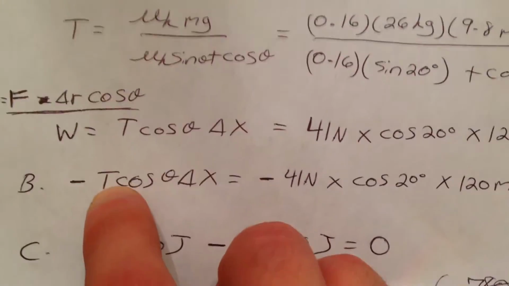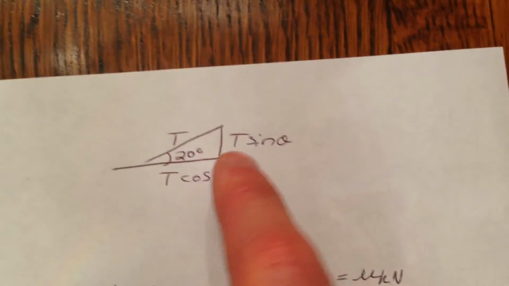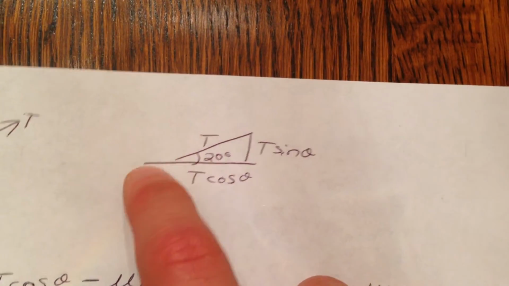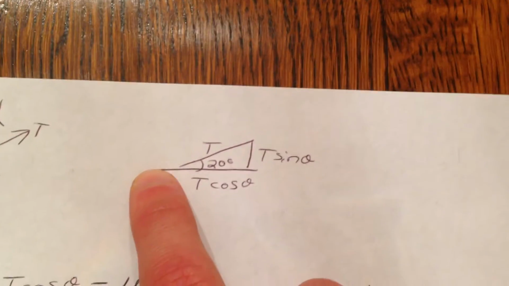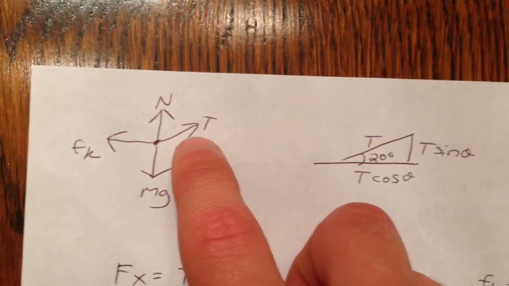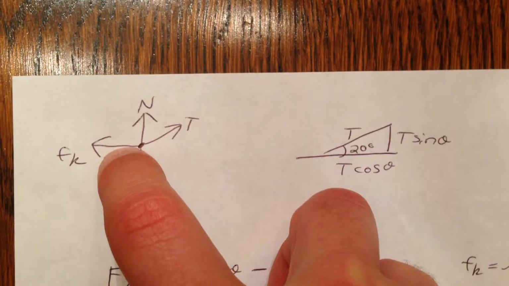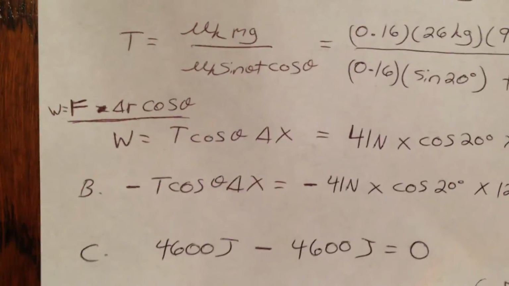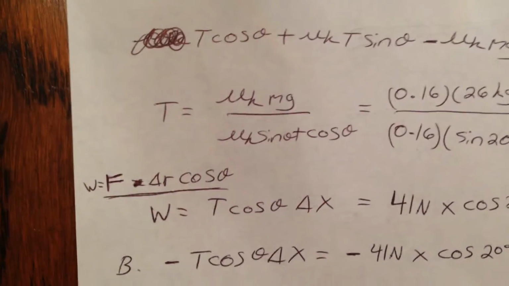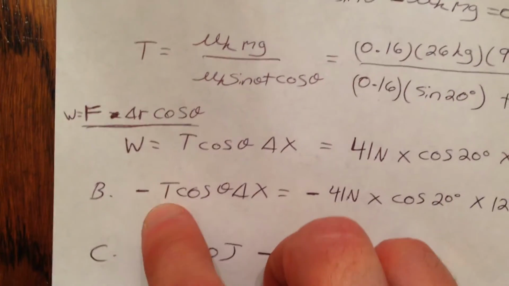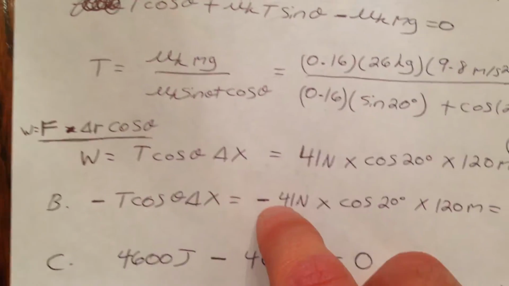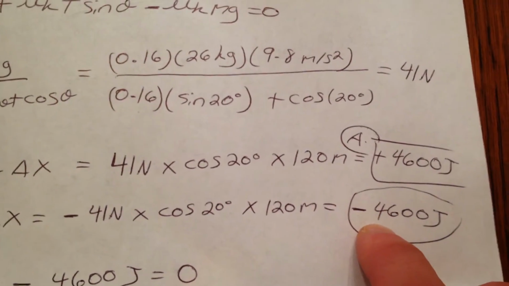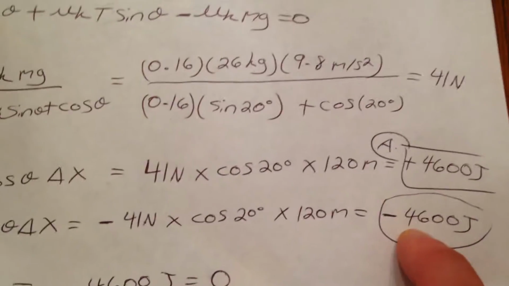And I added a negative because, from the ground, if you can picture it, from the ground all the way to the friction, the other side, wherever friction is, it'd be like a full 180 degrees. The cosine of 180 degrees is -1. It's a negative. So that's why I went ahead and added the negative, and it's the same thing. And I get negative 4,600 joules.